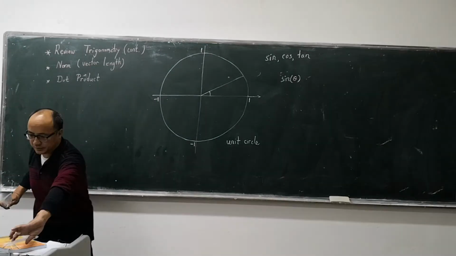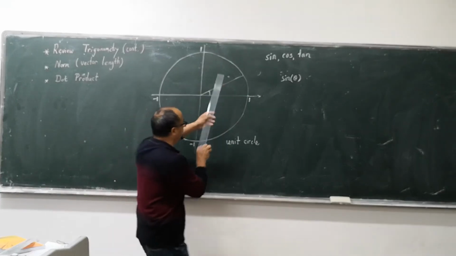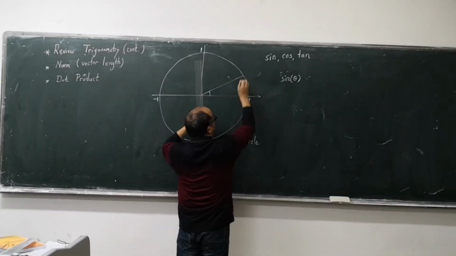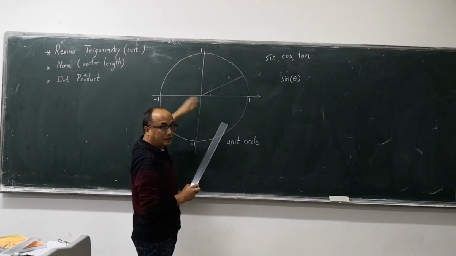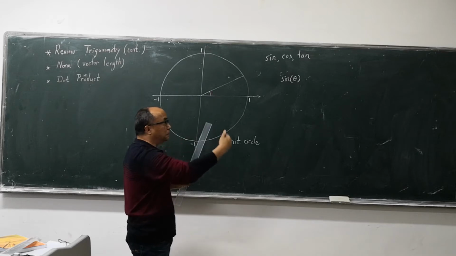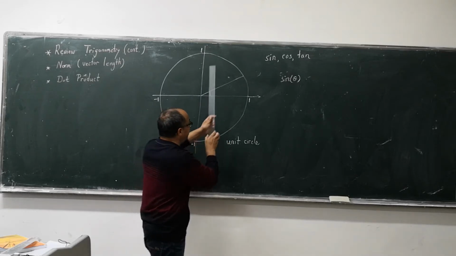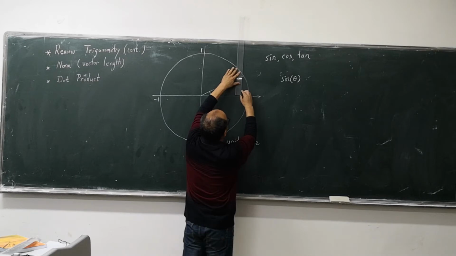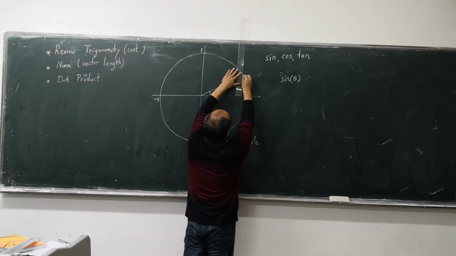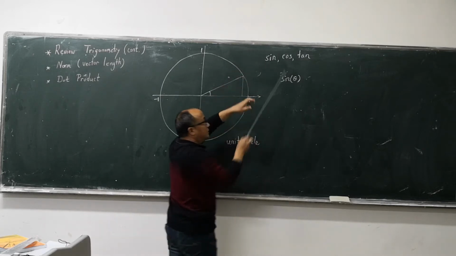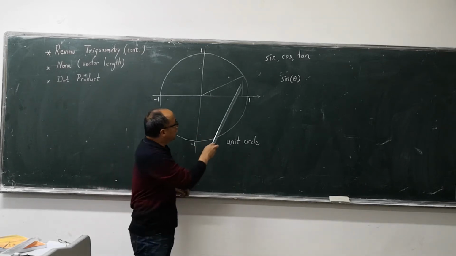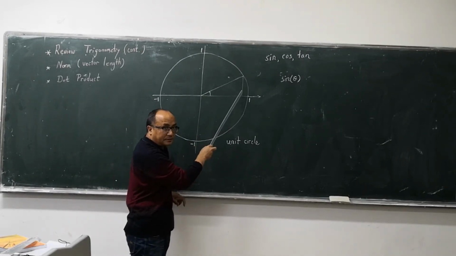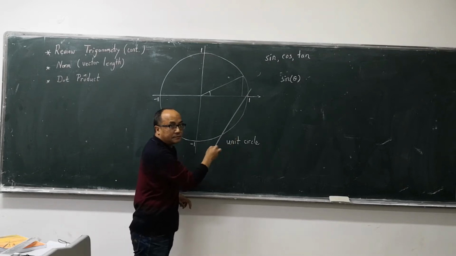You draw a vertical line from here. Imagine we are inside a dome, watching a movie. And the movie screen, we hang the movie screen to the floor. Then the length of that movie screen is the sine theta.